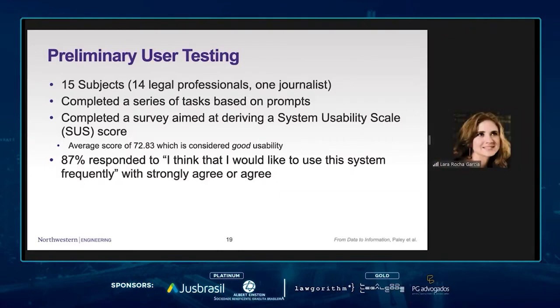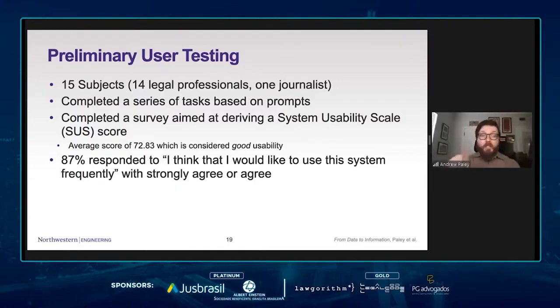Cool. Preliminary user testing across 15 subjects. We're actually in a second round of user testing now, but the first round, we had people complete tasks within the system. They came back, they filled out a survey. We got high ratings on usability. We got a 73 SUS score, which is considered good usability. We detail these results more in the paper, and 87% responded that they would use the system frequently.